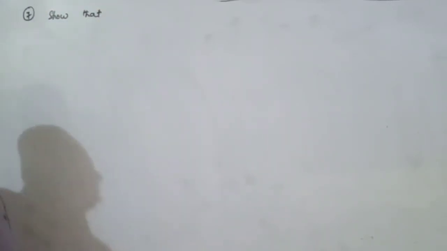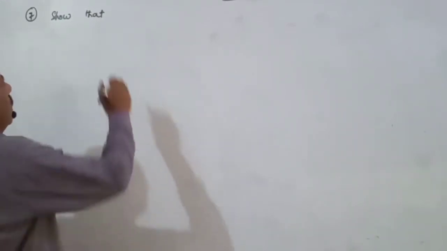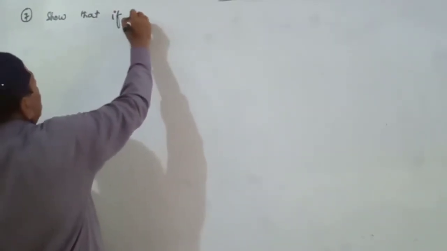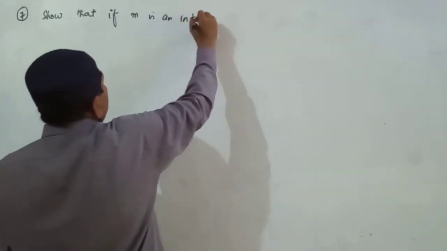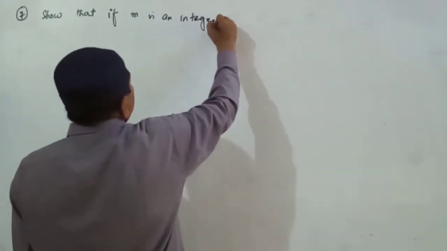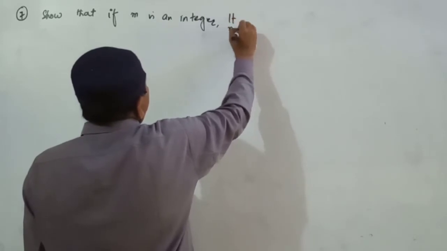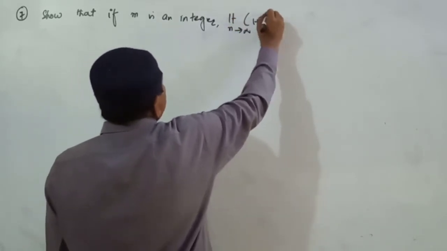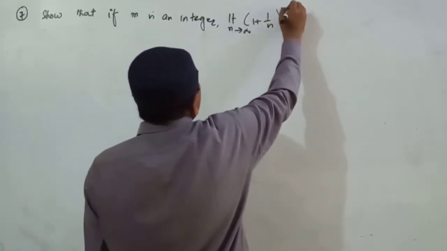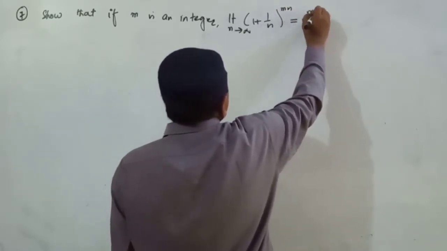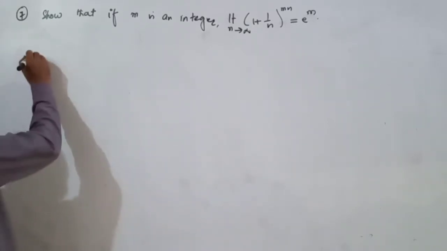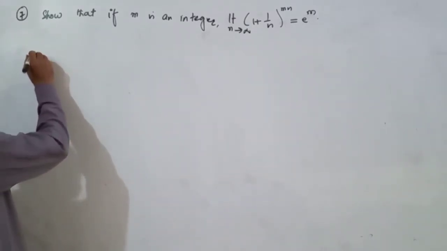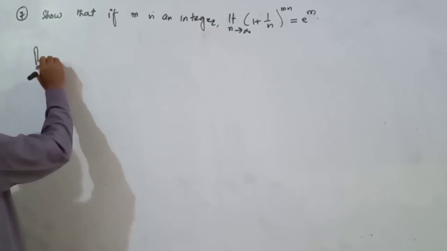Number 7 is, show that if m is an integer, limit n tends to infinity (1 plus 1 upon n) power mn is equal to e power m. So you have to prove this one. Solution, or proof.